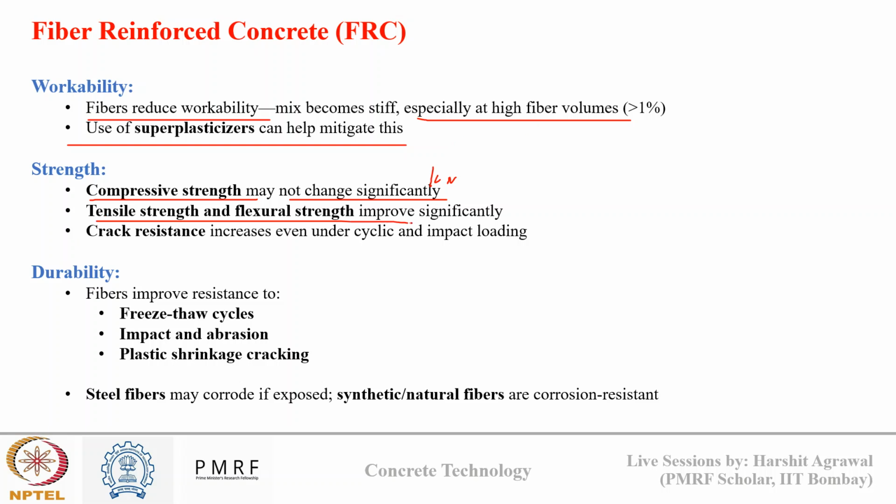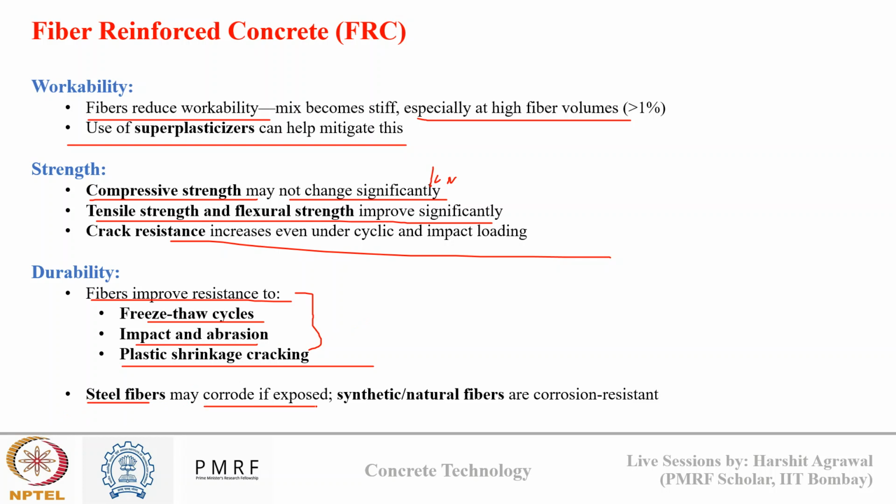However, tensile strength and flexural strength improve significantly because the crack is getting arrested now, and the crack resistance increases even under cyclic or impact loading. So this part we have already seen in the stress strain relationship. And durability: fiber can improve the freeze thaw cycle resistance, impact or abrasion resistance, and the plastic shrinkage cracking. Okay, so these we can commonly understand because they are bridging the cracking. However, if we are using steel fiber, they may corrode if they are exposed to severe exposure conditions. So we need to take care of that. So instead of that, natural or synthetic fiber can be preferred for corrosion resistance. Okay, so this was all about fiber reinforced concrete.